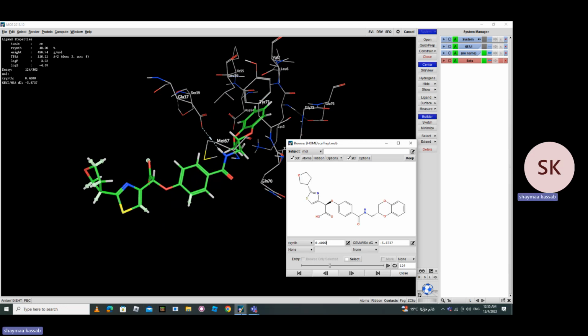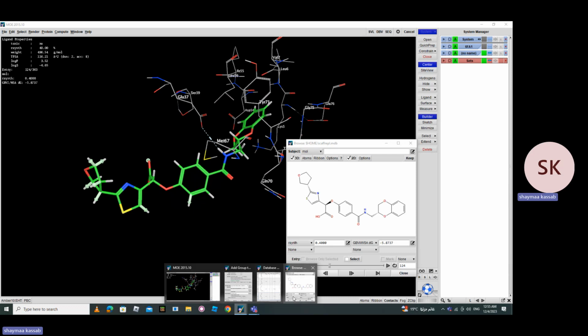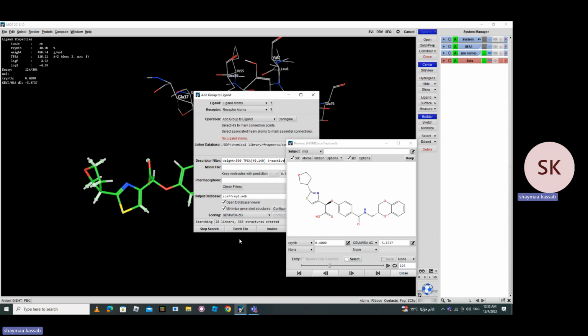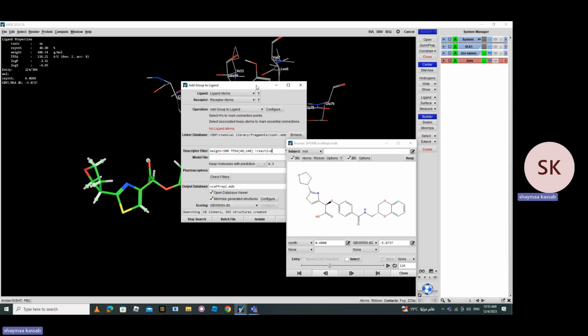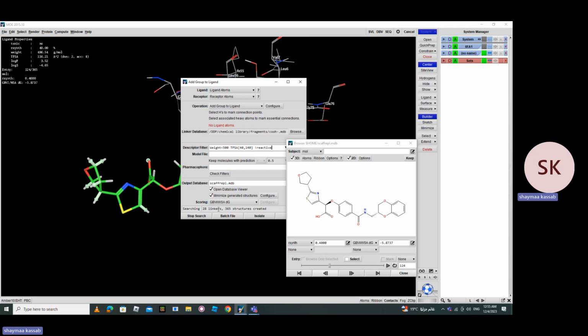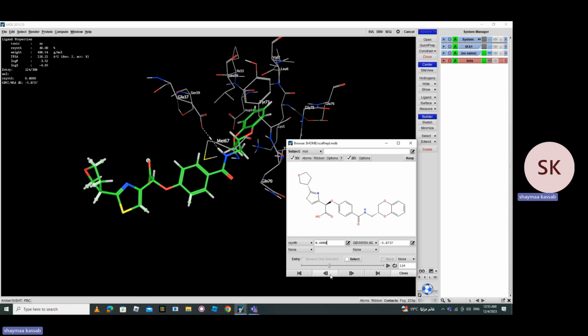For saving time, I think now the whole idea is clear, because it's still looking and searching for more linkers or more fragments in the mission. It filtered out 367 structures, and the searching will continue. And I think it would take time because the chemical library is large.